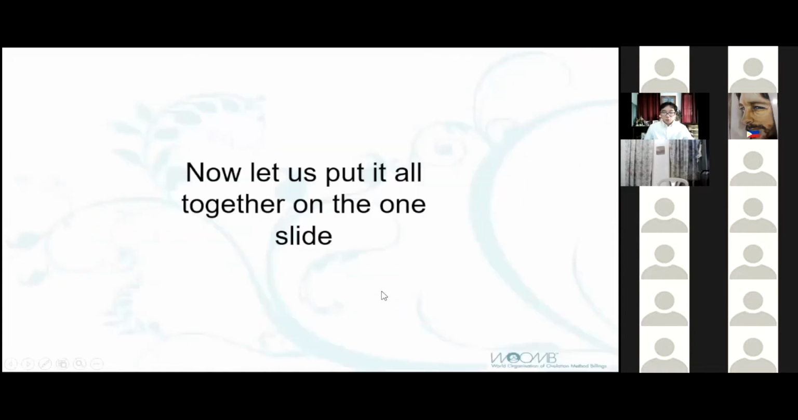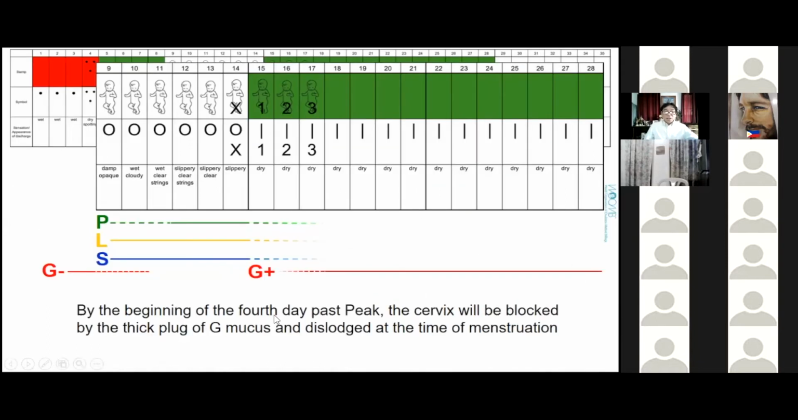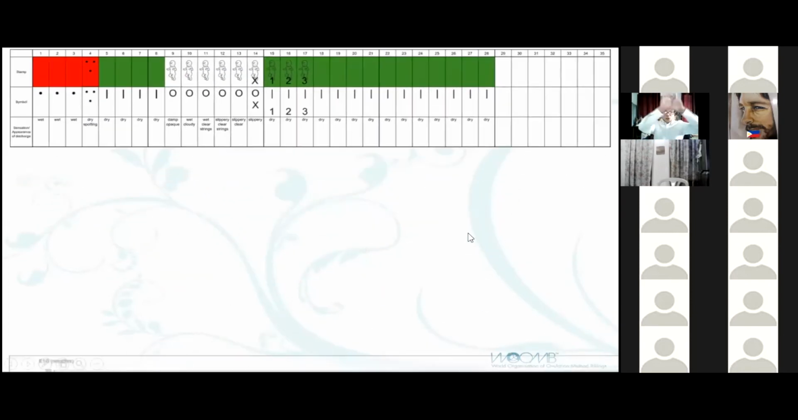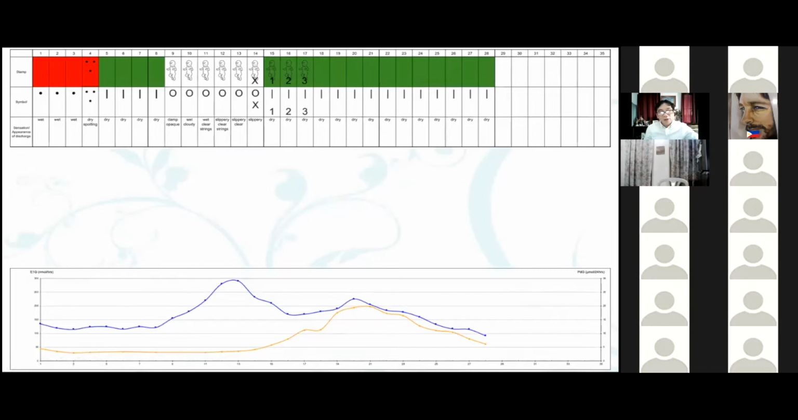Okay? So, this is what we call the correlation of the studies of Professor Erik Odeblad in relation to the chart developed by Doctors John and Evelyn Billings. Now, let us put it all together in one slide. Okay, let's try to look at the chart of Doctors John and Evelyn Billings.